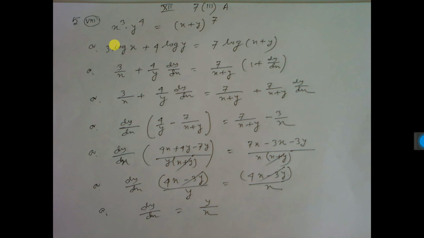This one also both side you take log, then log this means log this plus log this, log u plus log v. So 3 will jump front, 4 will jump front. Here also 7 will jump front. Now if you differentiate, then 3 into log x differentiation 1 by x, 4 into log y differentiation 1 by y into dy/dx, because y is considered as x.